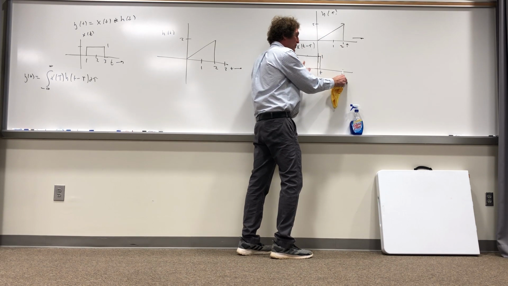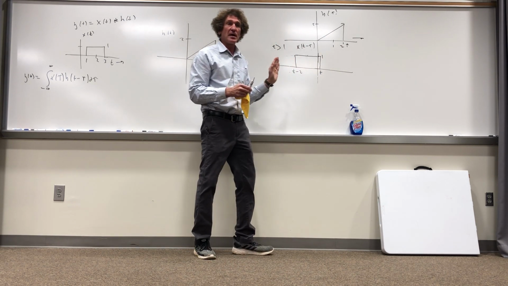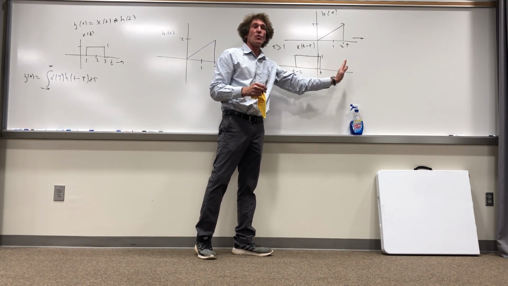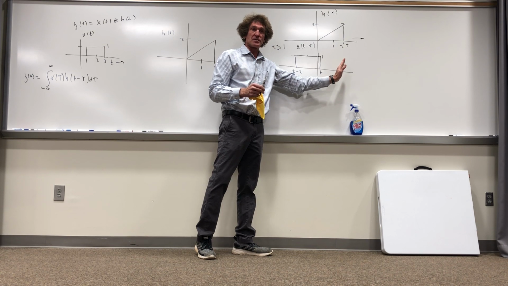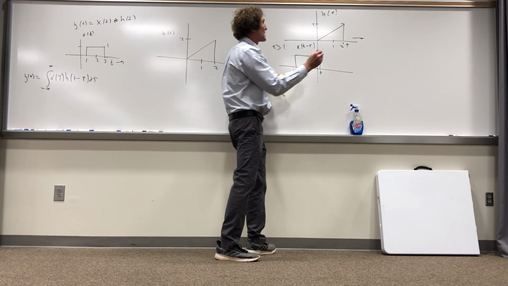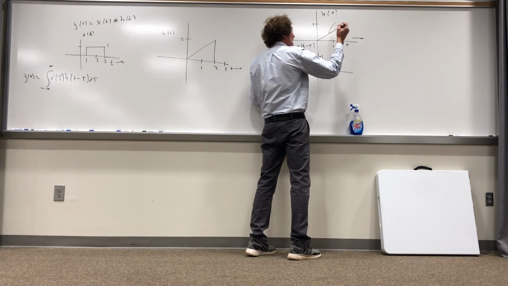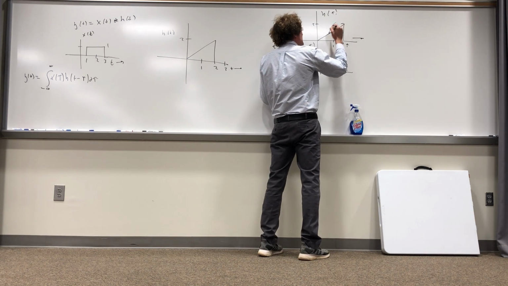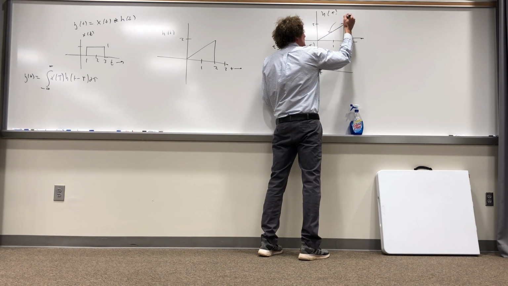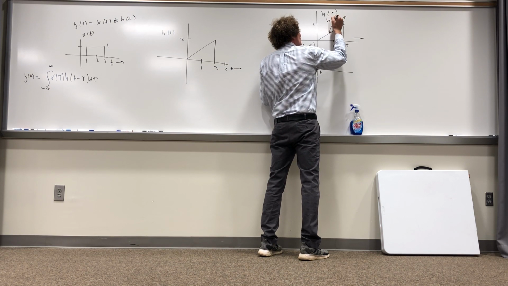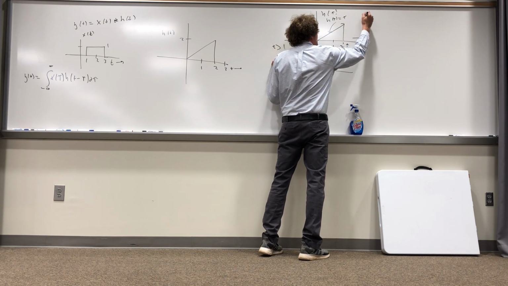2, 3. So from 1 to 3, we're basically getting more and more overlap. Do you agree with that, class? And I need an equation for this in terms of tau. So the equation for this would be what? It would be simply tau, right? H of tau would be equal to tau, and this would be for tau between 0 and 2.